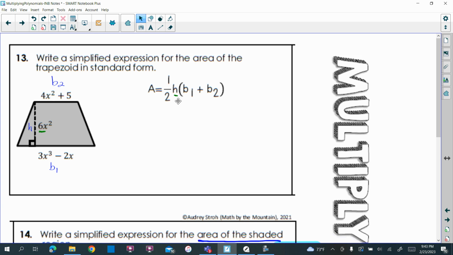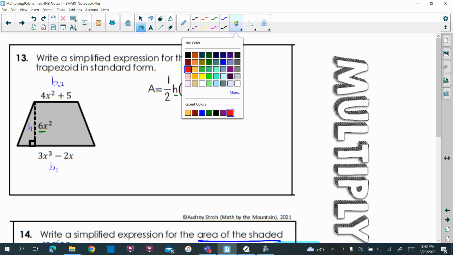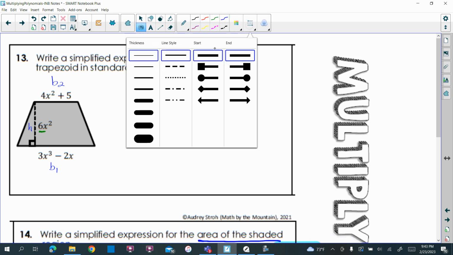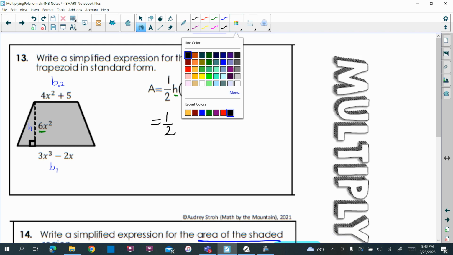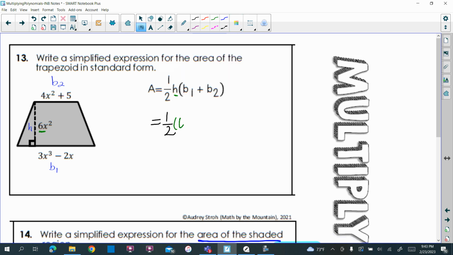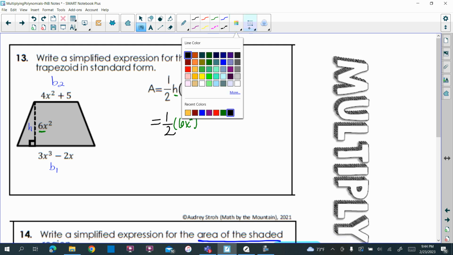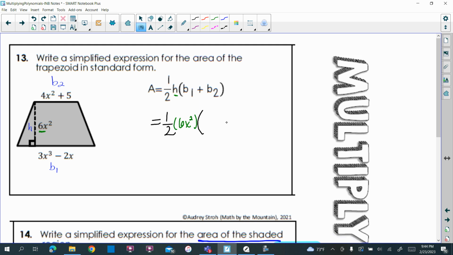Okay, so what we're just going to do is substitute the parts first. So if I just show the substitution, let me get the pen in the correct font. All right, so I'm just going to keep the 1/2. But now my h was represented by that 6x squared. So in parentheses, I'm going to put 6x squared. Then inside of my grouping is my b1 plus my b2, okay?